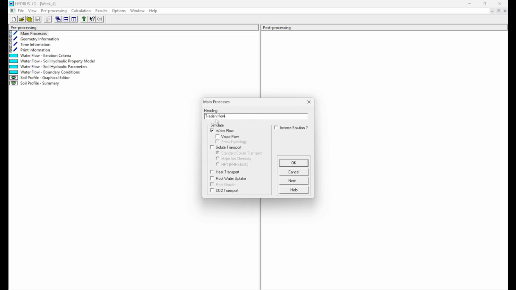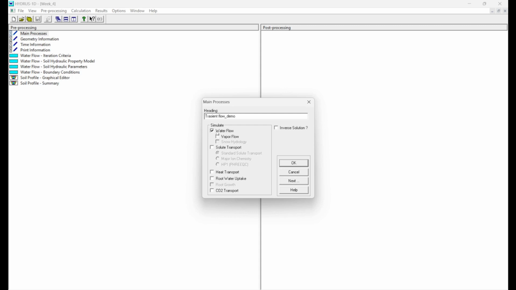I've written the transient flow demo. Then, for what kind of simulation you want to do, here we are going to do the simulation of the water flow. Vapor flow we have not studied yet, so we can also do that here. Solute transfer we can also do here, and the heat transport and the root water uptake, CO2 transport, etc. And we can also solve the inverse problem that we have studied in the SWCC curve. Knowing one of the variables, we can obtain the other.